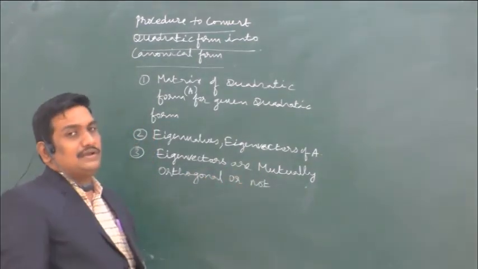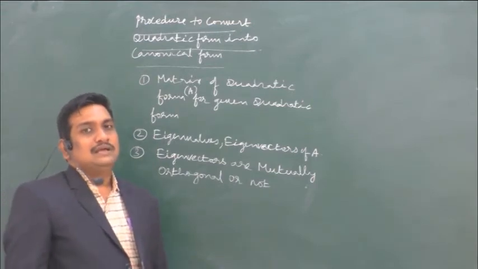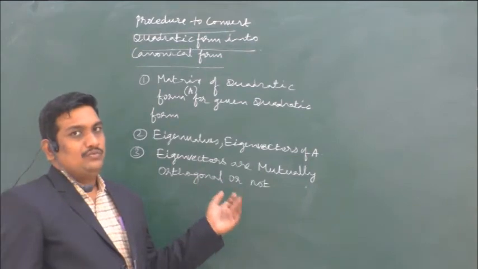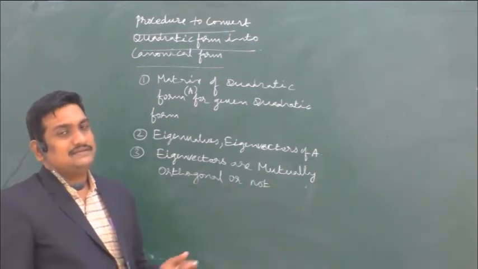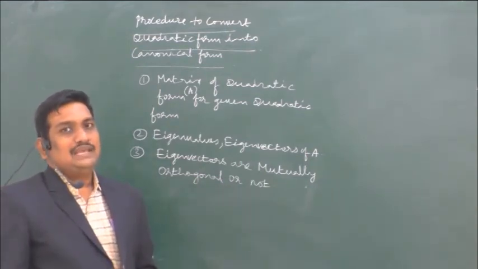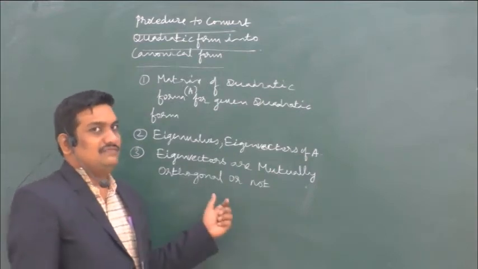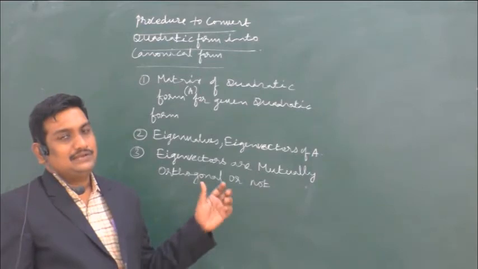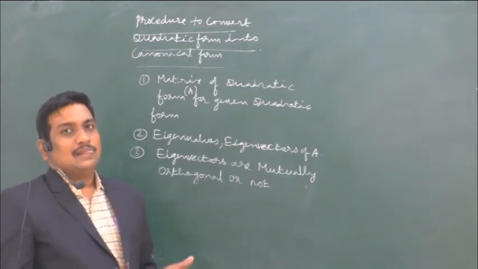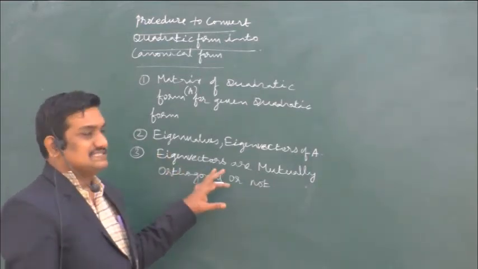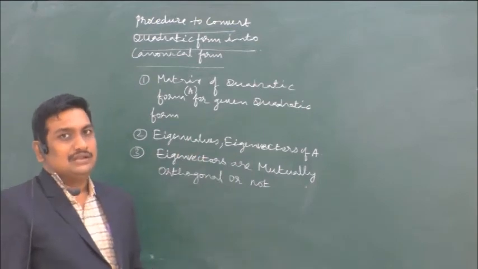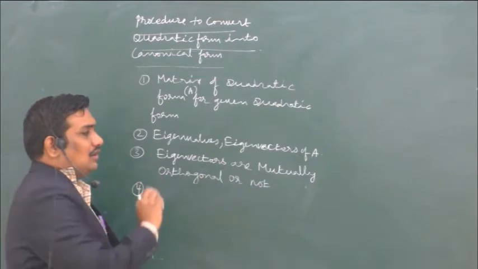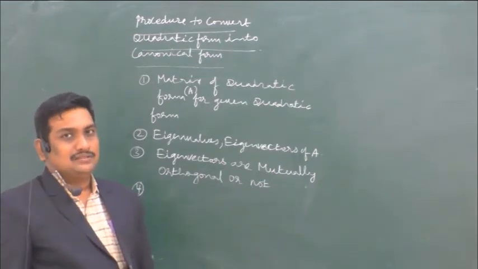If they are not mutually orthogonal, let us take the help of a new vector ABC and make the vectors mutually orthogonal. Now let us assume that all the eigenvectors are mutually orthogonal.